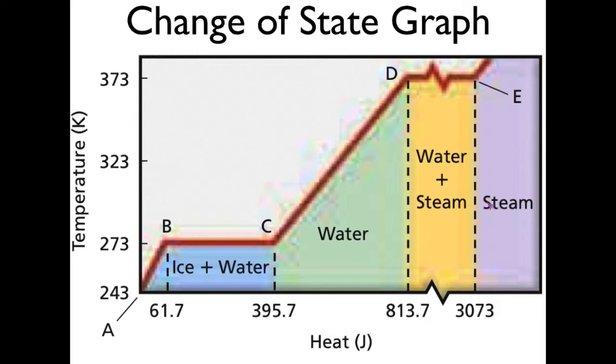So now we can talk about a change of state graph, and you should know how to read one of these graphs. If you saw the graph and you just had the letters, you should know what's going on within each one. A is where we're going to start. This would be like 0. You see in Kelvin, this is 243. So it's going to go up to B. Once it hits B, it's going to melt. Okay, so melting begins.